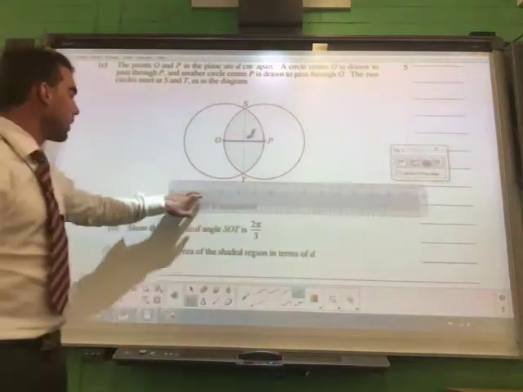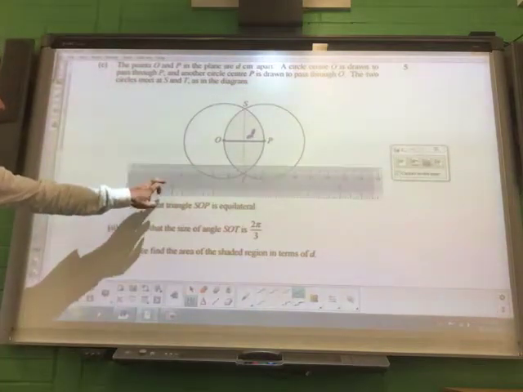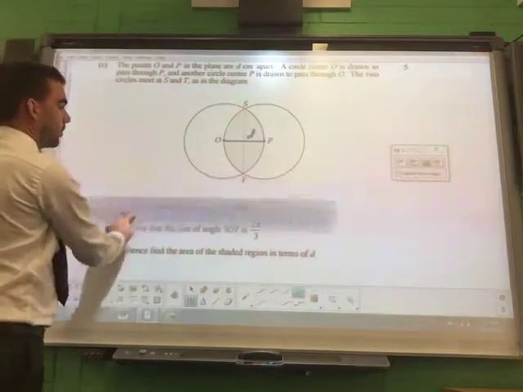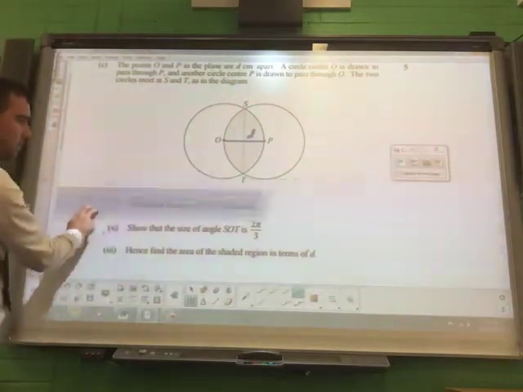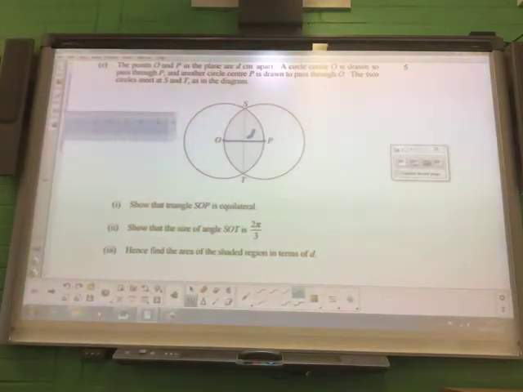So we need to show that the triangle SOP is equilateral. Right, so how am I going to show it's equilateral? You can write on your question booklet if you want, although you do probably have the perfect tool for drawing circles. It's a clear water bottle, isn't it?